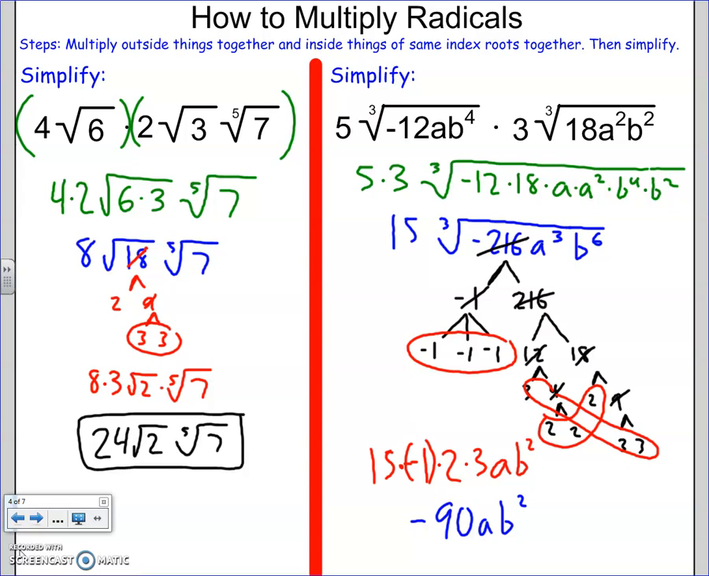Is there even or odd here? The index is odd, so that doesn't matter. So that's my answer here. So instead of drawing that triple negative 1 thing I did, if you see a negative inside and it's an odd index, just take out negative 1 and don't do that thing.